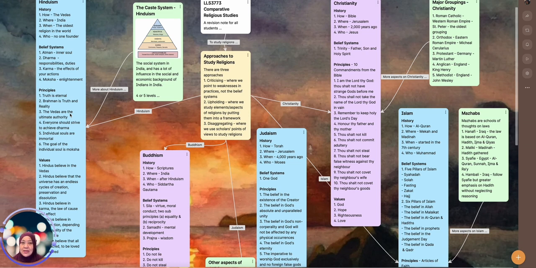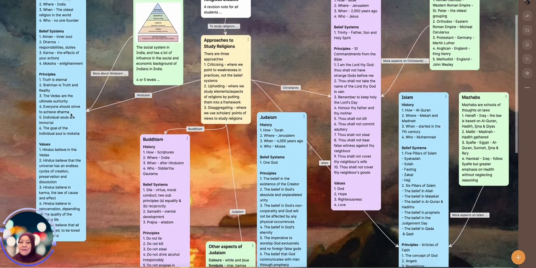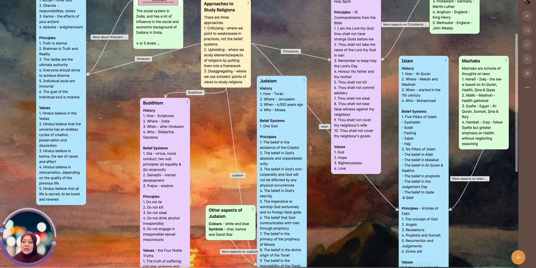Simply because in Hinduism, all believers believe in reincarnation. And last but not least, for the principle, the goal of all individual souls is moksha. So at the end of the day, all Hindus will try to achieve enlightenment in their life. And let's talk about the values. So Hindus believe in the Vedas, of course, that's number 1.